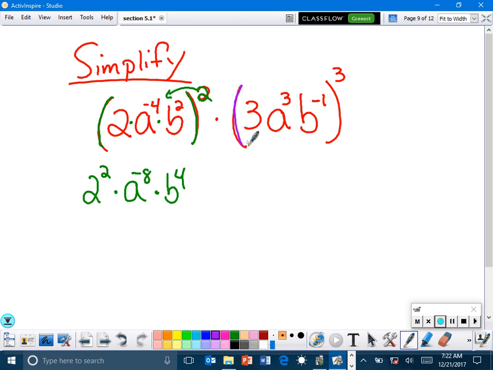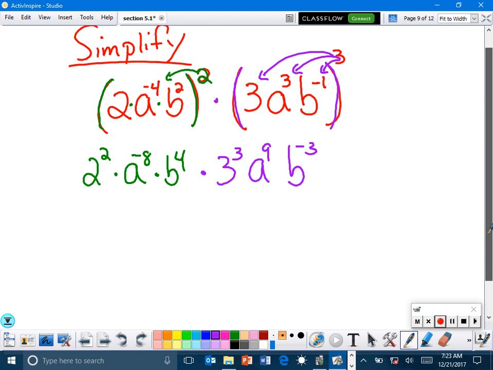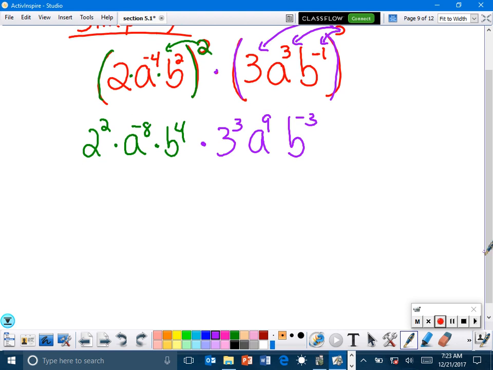All right, now I'm going to go over here, and I'm going to go 3 to the 3rd. So there's a times here, so times 3 to the 3rd, a to the 9th, b to the negative 3. Again, 3 times 3 is 9 for a to the 9th, and negative 1 times 3 is negative 3. All right, now, I've got a lot going on here. So I'm going to use my product properties here.